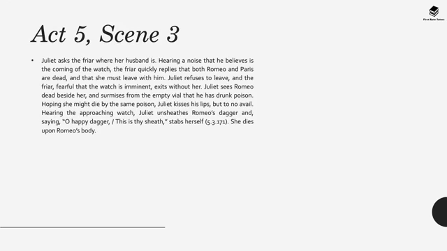Juliet sees Romeo then, dead beside her, and surmises from the empty vial that he's taken poison. Hoping she might die by the same poison, Juliet kisses his lips, but to no avail. Hearing the approaching watch, Juliet unsheathes Romeo's dagger and kills herself. She dies upon Romeo's body.